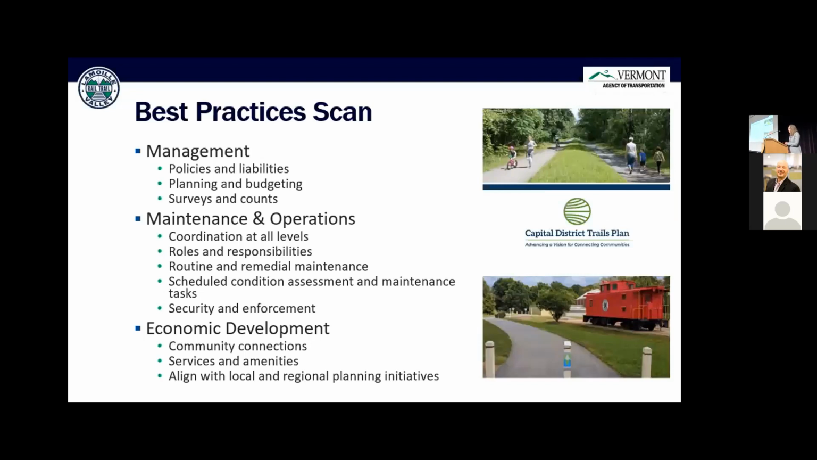I just wanted to pull forward some of the key components from some of those management plans and guidance documents. We're thinking about what needs to be encompassed in this management planning process. It falls into three main buckets that you see on the screen: management of a trail corridor, which is setting policies, understanding risk management and liabilities for the rail trail, the planning and the budgeting, and surveys and counts, understanding who's using the trail and when.